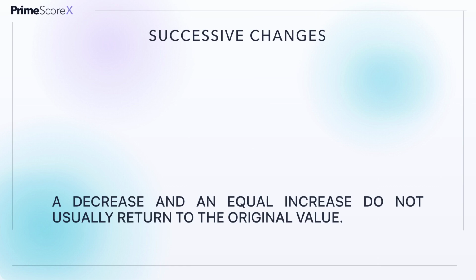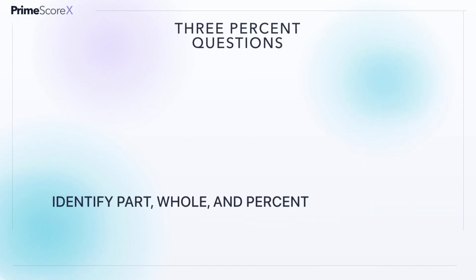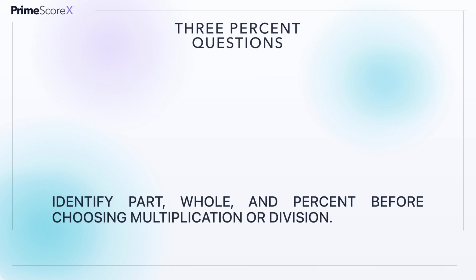Suppose $100 decreases by 20% to $80. A 20% increase on 80 adds 16, producing 96, not 100. The second percent is based on a different whole. GED questions may test this idea indirectly. Apply each change to the current value in sequence instead of adding or canceling percentages without calculation.